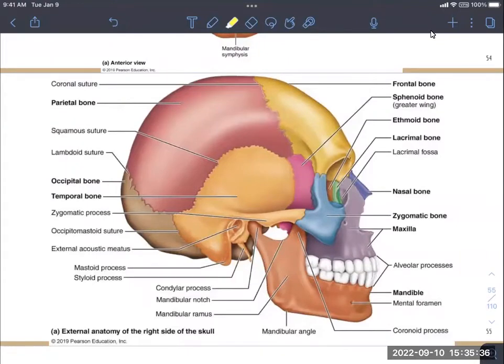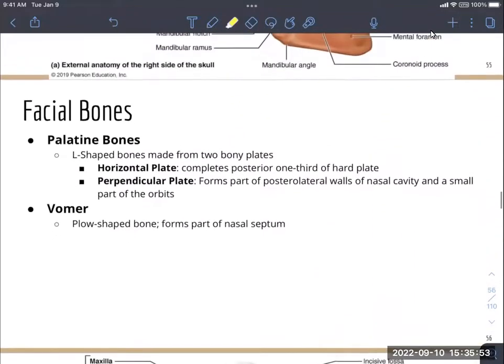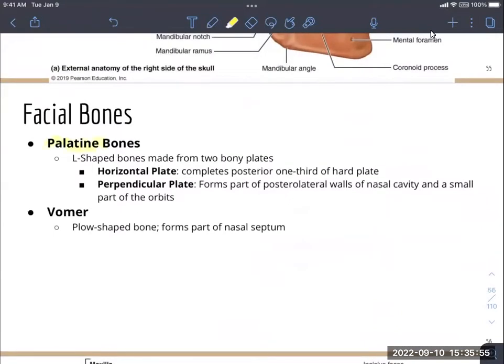Here we see that lacrimal bone, that lacrimal fossa. That is where your tears kind of drain out. Your nasal bone makes up the hard part at the top of your nose. We have palatine bones, kind of L-shaped. They have a horizontal plate and a perpendicular plate. That horizontal plate will make up part of that hard palate. The perpendicular plate is part of that nasal cavity.